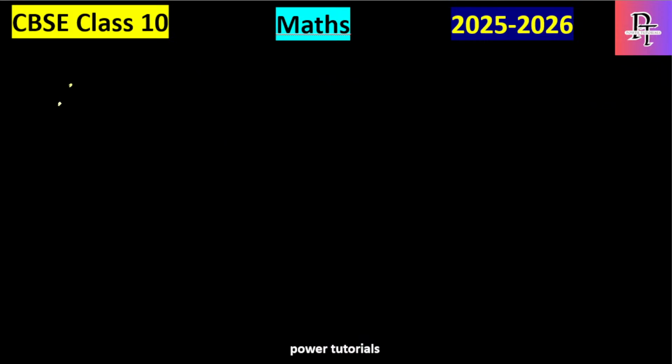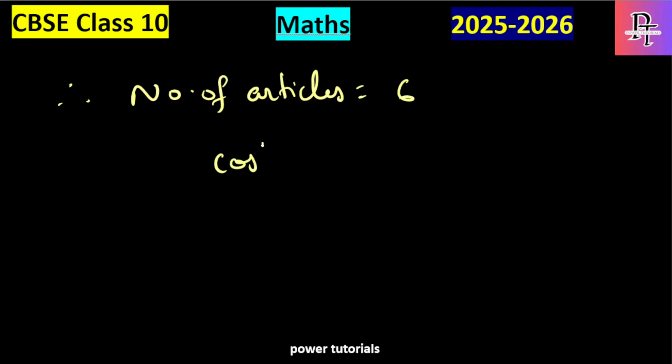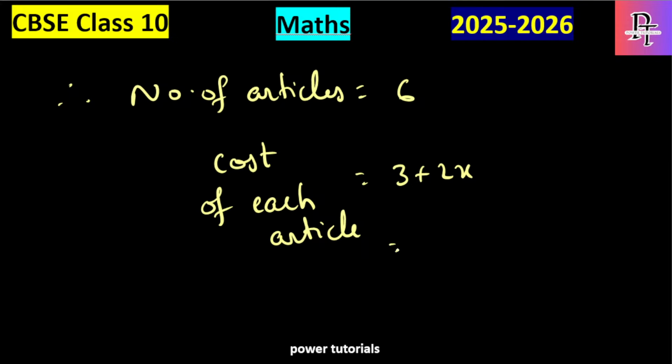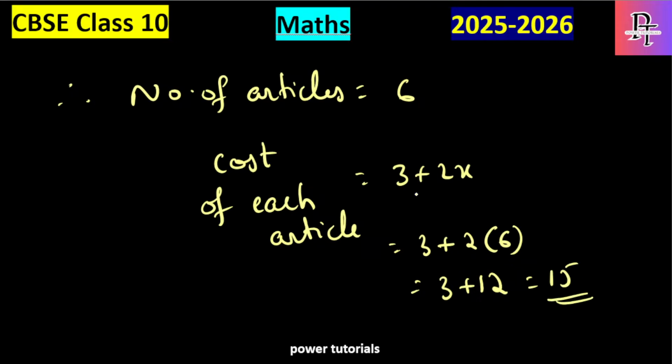So the only possibility is 6. Therefore the number of articles is equal to 6, and the cost of each article is equal to, what is the expression? It is 3 plus 2x, which is 3 plus 2 into 6, which is 3 plus 12, which is 15. So we got the number of articles as 6 and the cost of each article as 15.